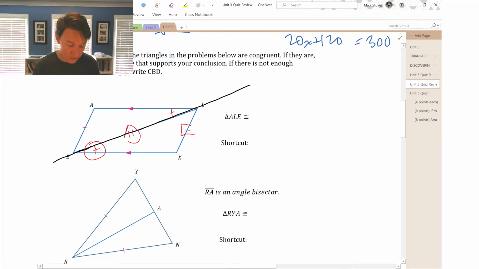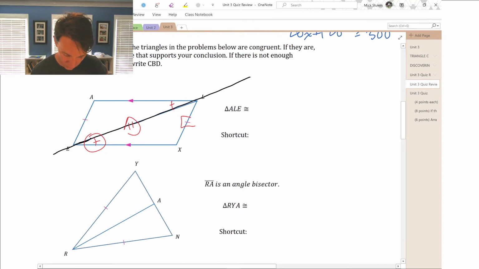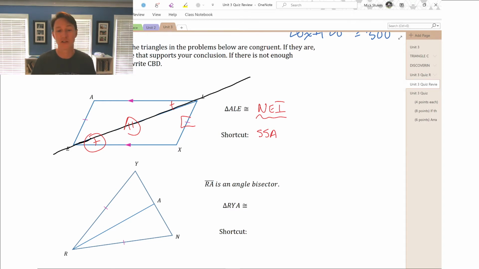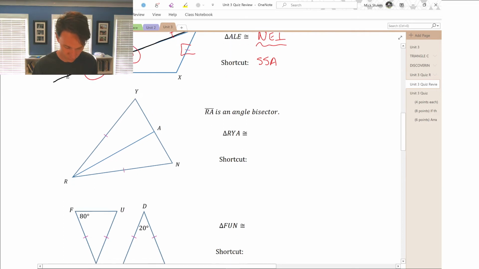And the issue is the angle is not in between them, right? This is not an included angle. It's not touching that side. So I actually don't know this, because the shortcut that I do have between the two of them is SSA, which doesn't work. Not enough information is what I have to put for that, because side side angle is one that doesn't work. If you find not enough information, you don't necessarily have to provide SSA or AAA, the shortcuts that don't work. So that one's not enough information. Great.